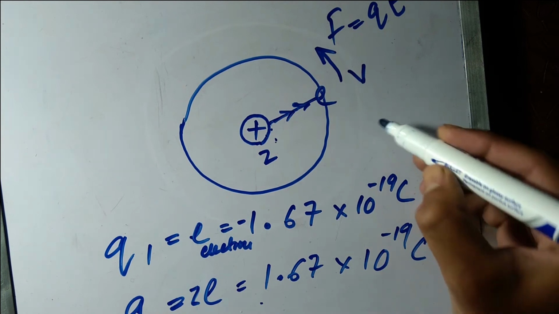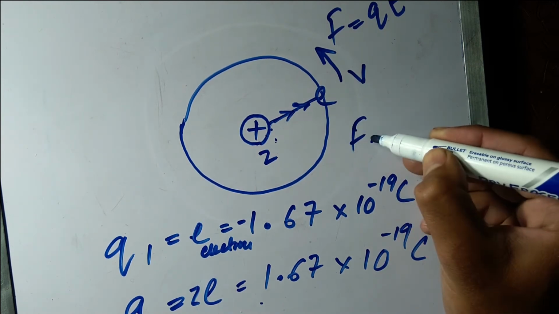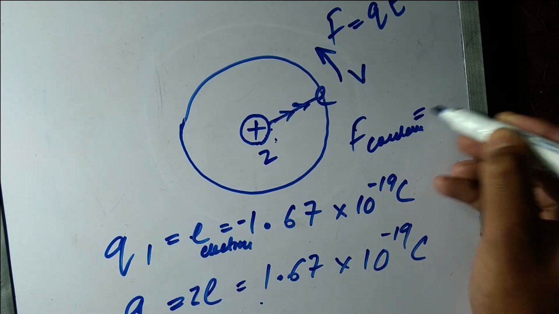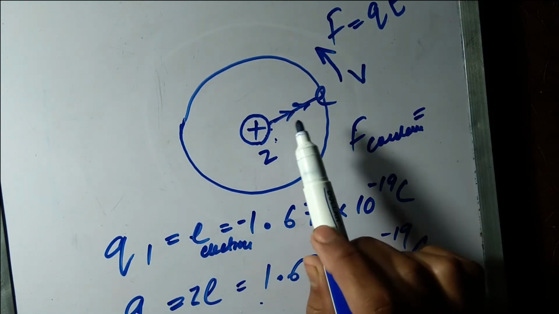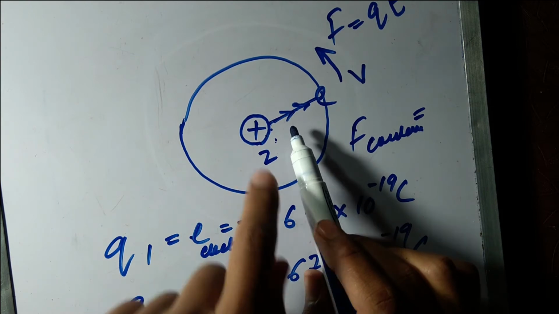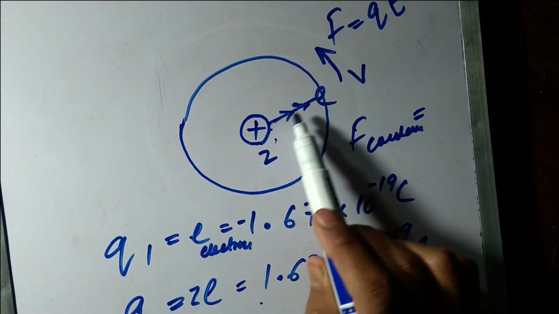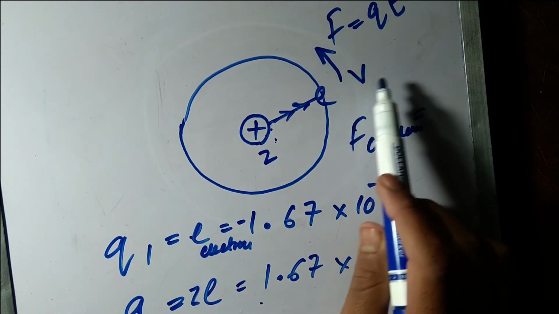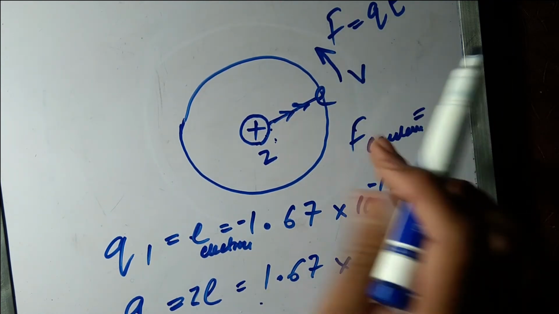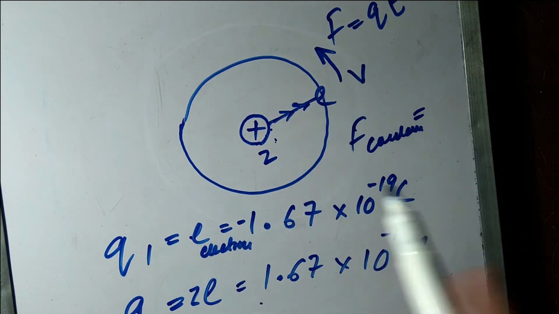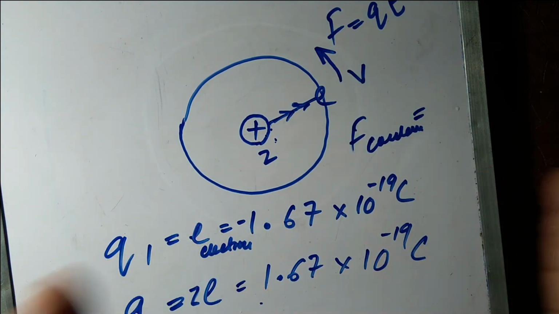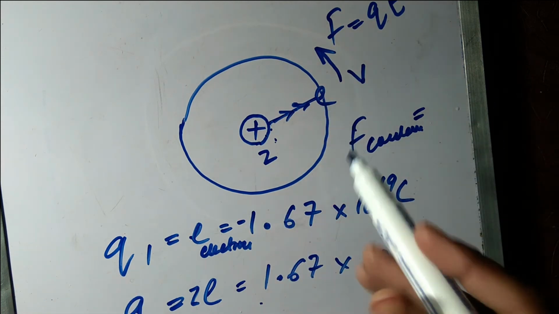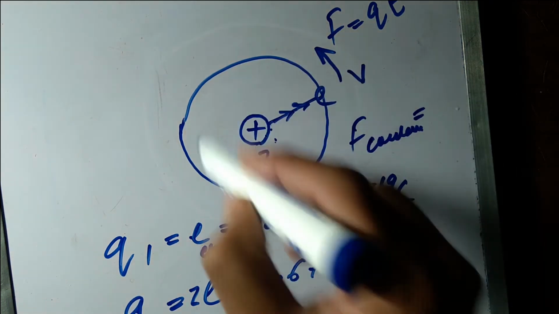This centripetal force should equal this Coulomb force, because if this Coulomb force dominates, then our radius will increase. If this centripetal force dominates, then the radius will decrease. So both balance each other, and the radius remains constant.